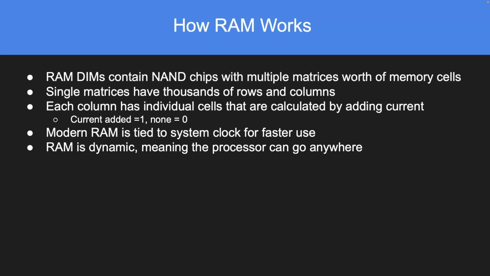And so how RAM works for us is that our RAM DIMMs contain NAND chips with multiple matrices worth of memory cells. And like SSDs, single matrices have thousands of rows and columns. And each column of individual cells is calculated by adding current. But unlike what we discussed before with our SSDs, our RAM chips are binary. So if we have a current, there's a 1 there. If not, there's a 0.